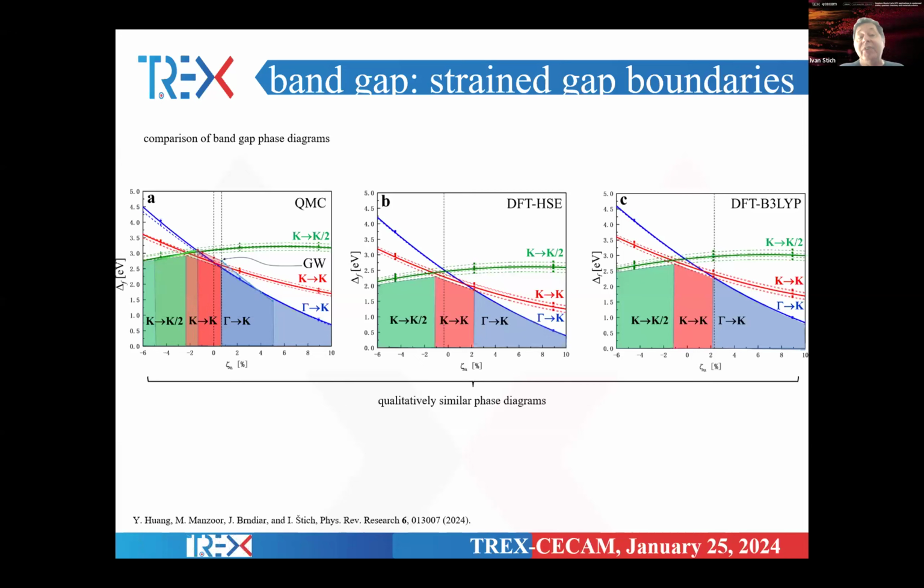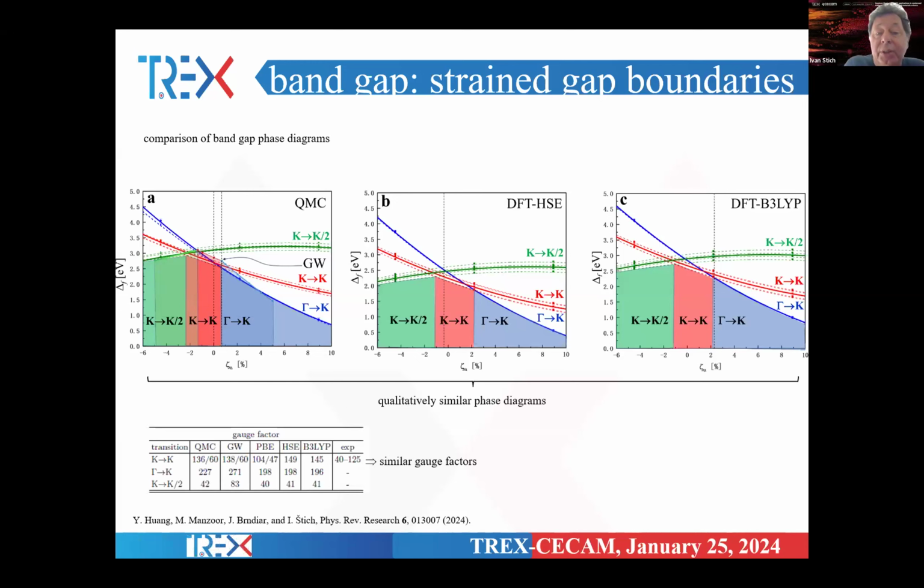So again, qualitatively, they look very similar. The phase diagrams, even the curvatures are very similar here. So everything looks very, very similar. Gauge factors look also very similar. However, and here is the main difference between these different treatments. For example, if I do GW, I would only be able to tune in compressive strain here.